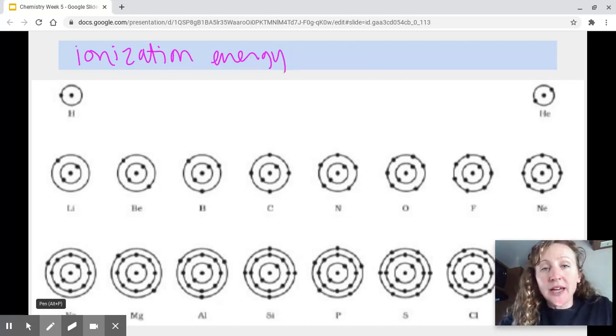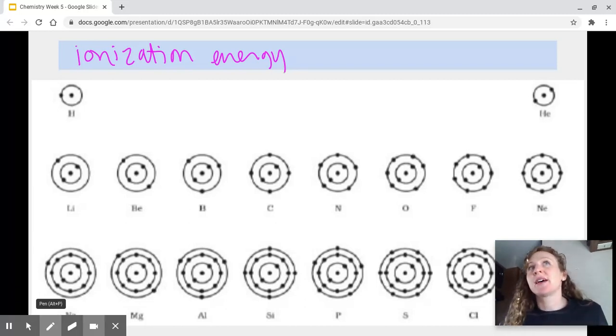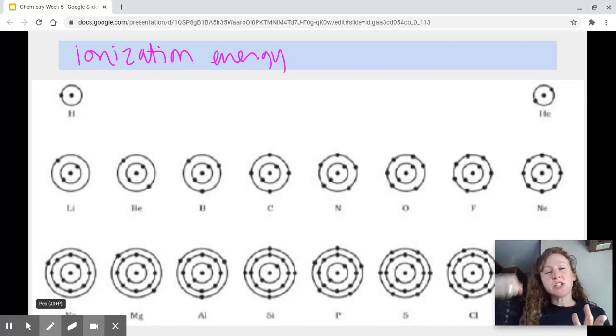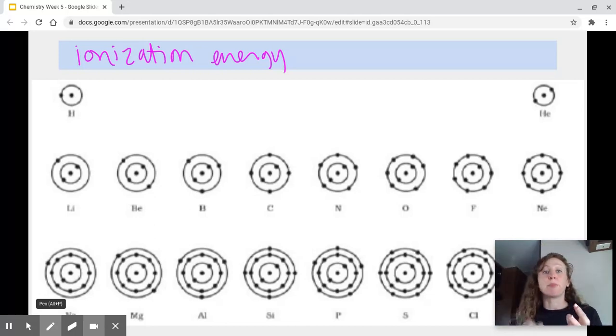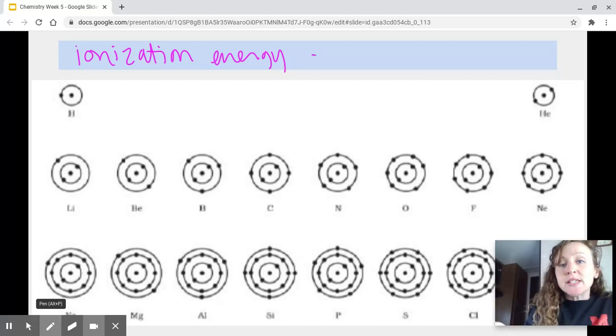Okay, so remember, ionization energy is the energy required to pull off an electron from an atom. So you can think about it as if you had a log and you were trying to break a branch off of that log. How much energy would you have to put in order to break that little piece off of the whole? So it's a measure of energy required.